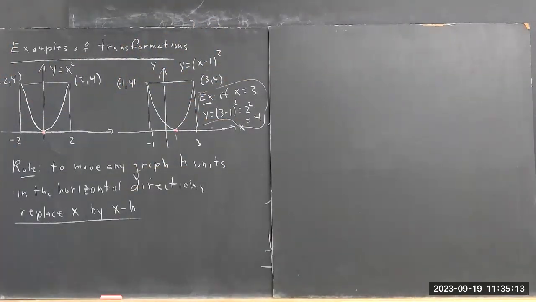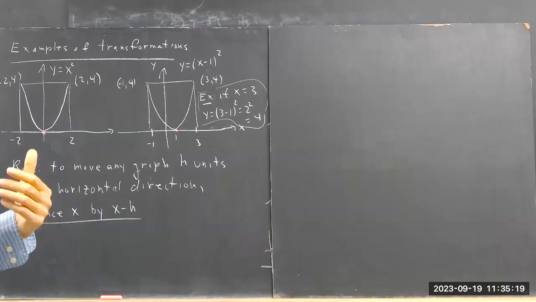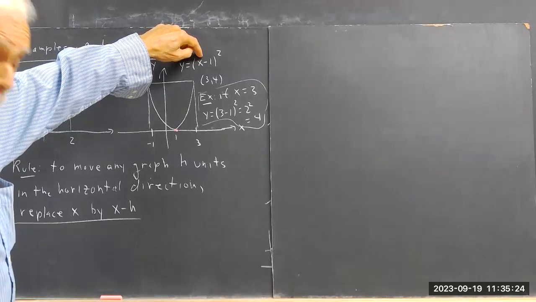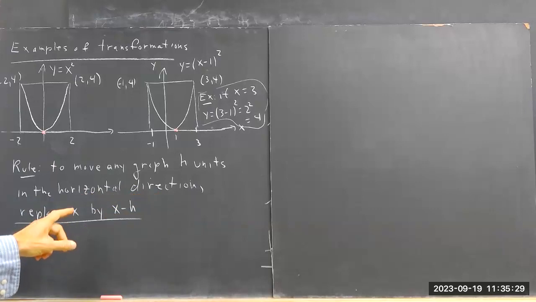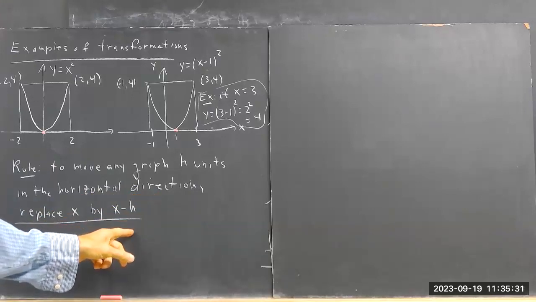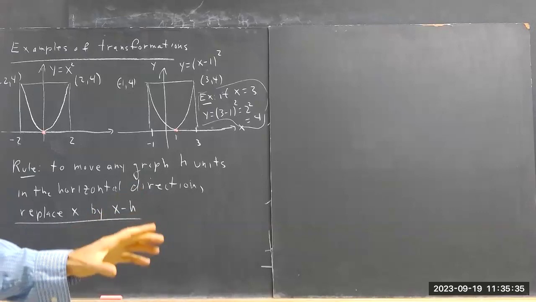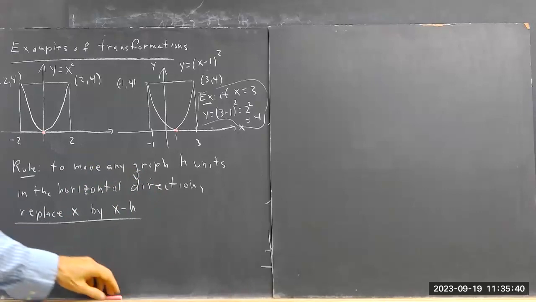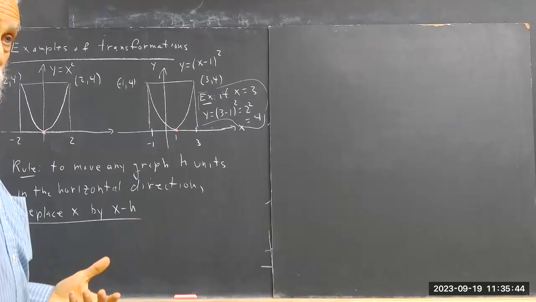So here's a rule. We could move it 1 unit, we could move it 5 units, we could move it -8 units. If we wanted to move it -1 unit, we'd have to use a plus 1 here. And that would work. So to move any graph h units in the horizontal direction, we replace x by x minus h. Not x plus h, x minus h. Very simple rule. Okay. Then I can say, because everybody in this class has been through a unit on function notation.